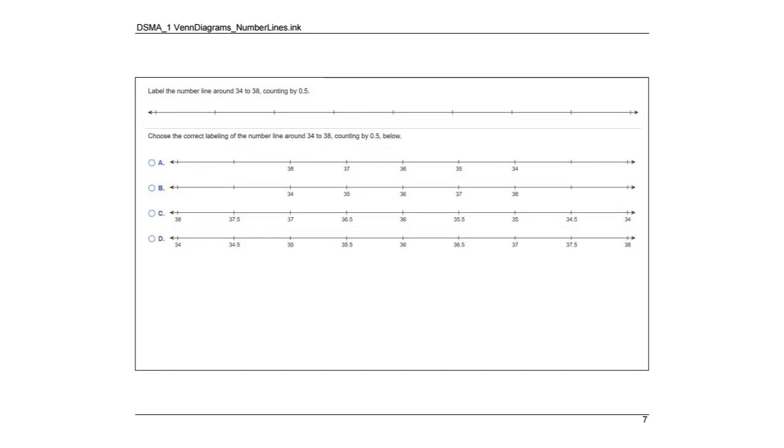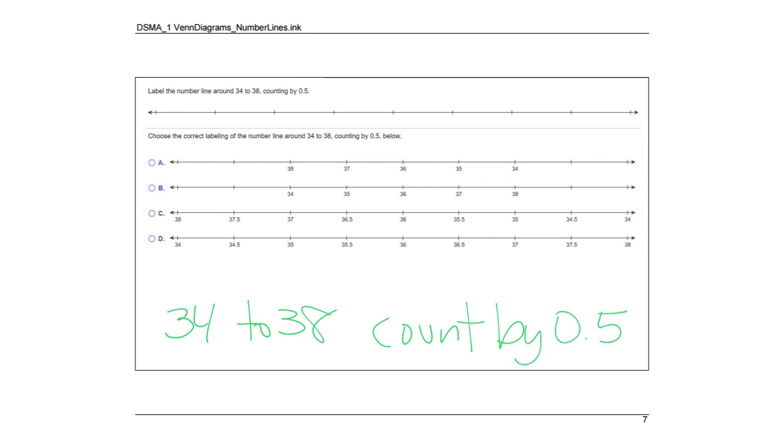All right, one last number line. So this time we want to go from 34 to 38, and we want to count by 0.5. When we start working on these with statistics, we might be adding by 0.5, we might be adding by 2.5. We're going to have all kinds of different, what we call standard deviations that we're going to add to these to constitute the tick marks.